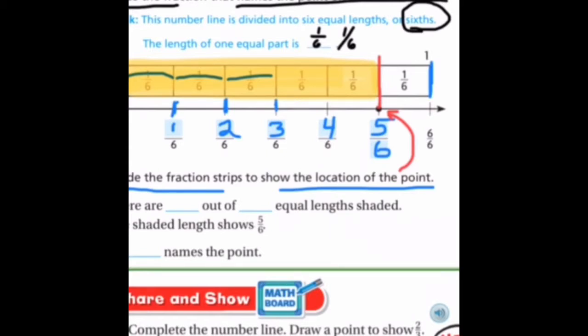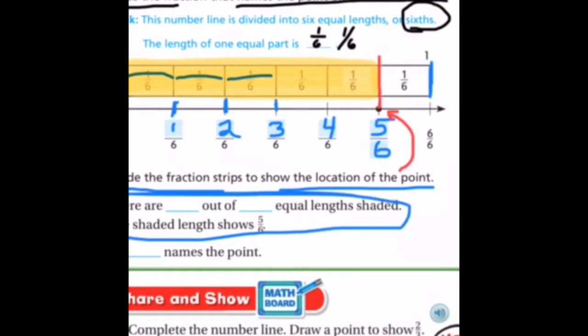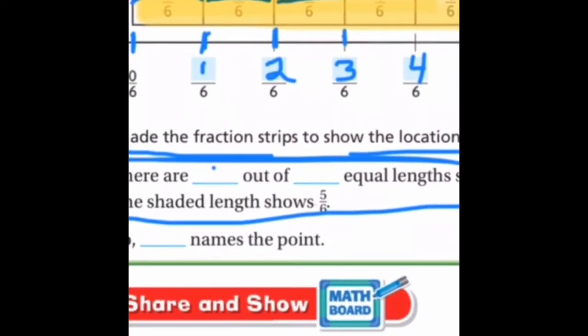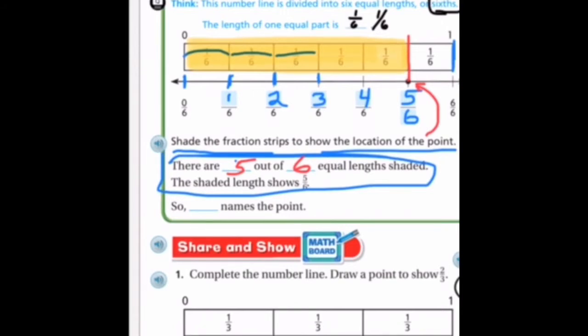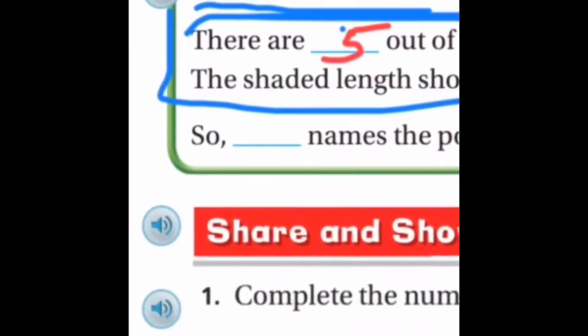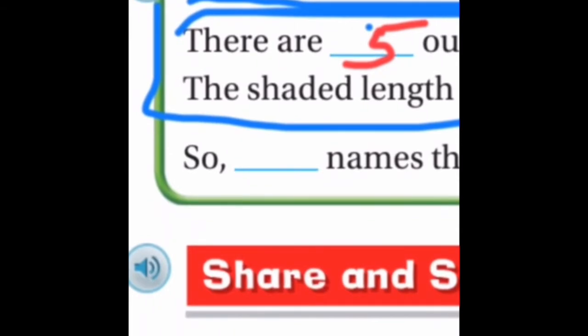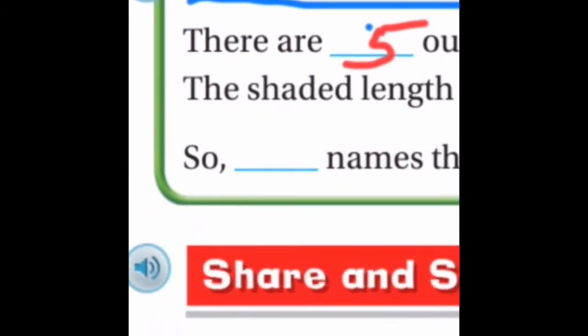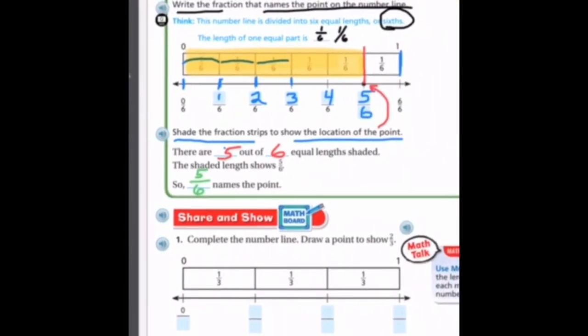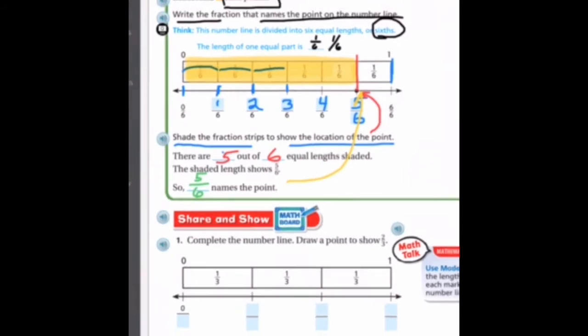So now if we look at this part right here, it says there are 5 out of 6 equal lengths shaded. The shaded length shows 5/6. So five sixths names the point. Wherever you have your point, right here, you imagine a line going straight up. You could shade everything before that and then count up all those fraction strips.